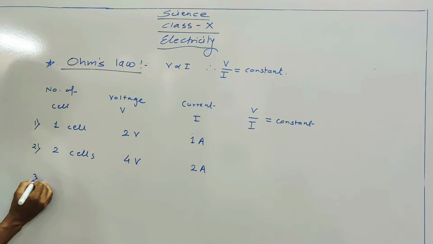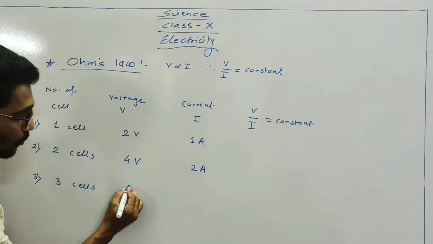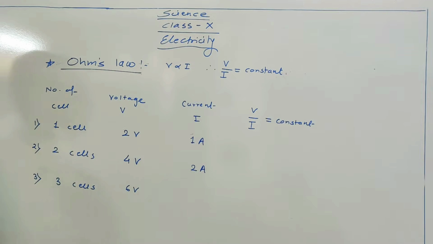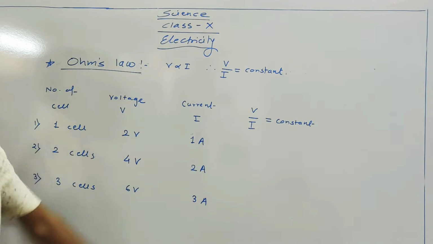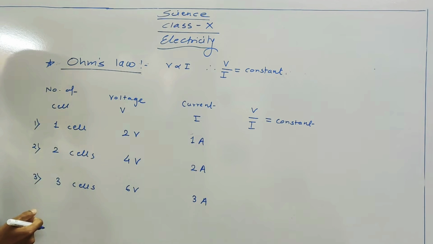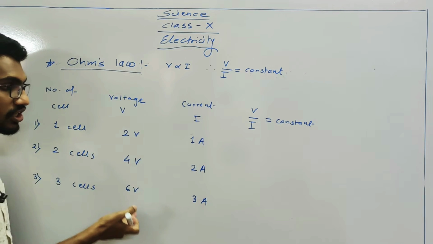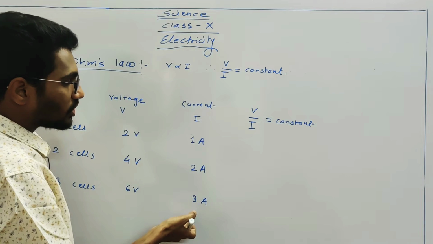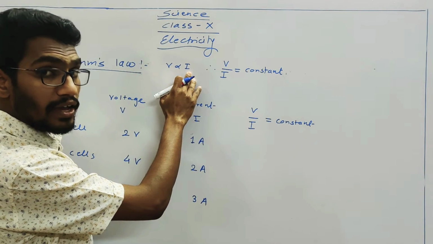Next reading, now we are connecting 3 cells, 2 volt each. It provides the voltage of 6 volt. Now the current is 3 ampere. Now see the statement. The number of cells goes on increasing, voltage goes on increasing. As voltage increases, the amount of current also increases. So we can say that V is directly proportional to I.